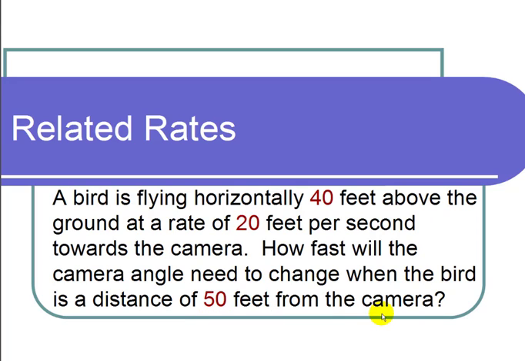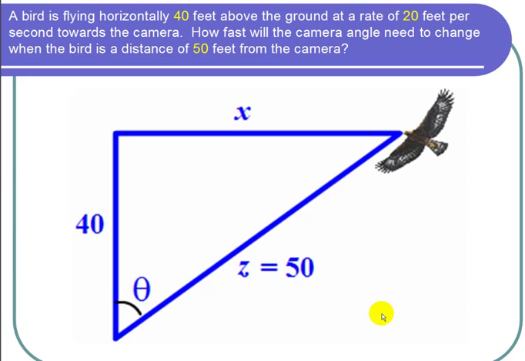So the first thing we should do is sketch a picture. So here's my bird over here. We want to find out the camera angle. So I draw a little triangle where down here, this is the camera. And up here, this is where the bird is flying towards. The bird is flying horizontally. I'll call that distance x.